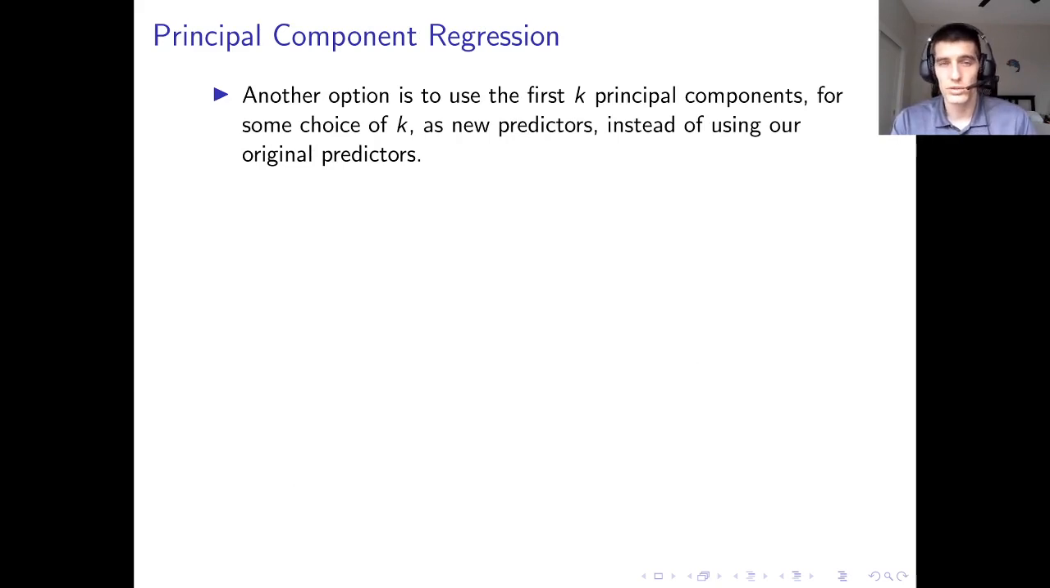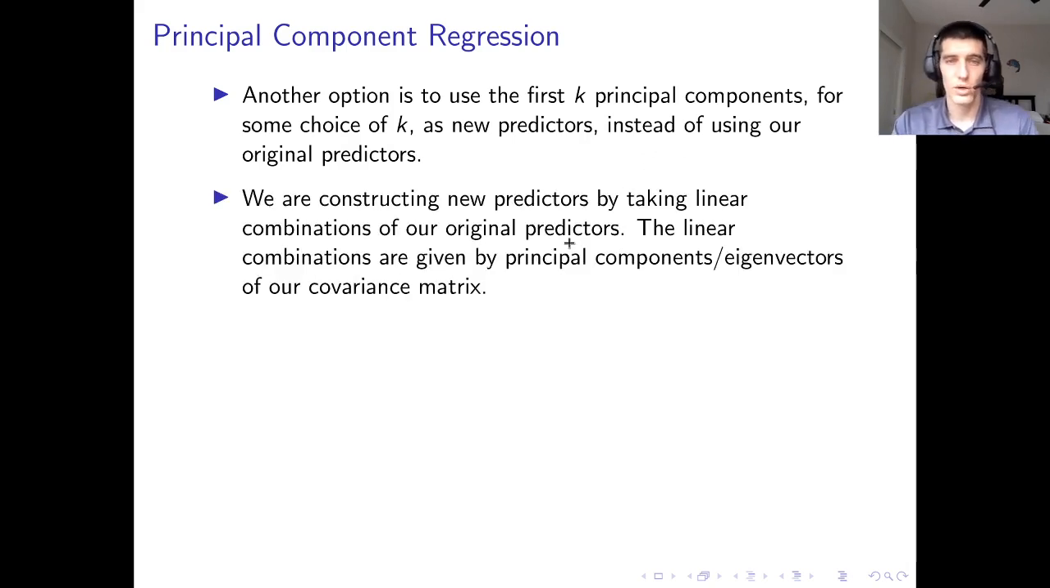Another way that we can correct this is to use these principal components, i.e. these eigenvectors. We can define new predictors using our principal components. So let me explain what's going on here. We'll define new predictors as linear combinations of our old predictors, and these linear combinations are going to come from our eigenvectors. Okay? So this is basically what I just said. New predictors from old predictors by taking linear combinations of the original predictors, and the linear combinations are given by the eigenvectors of our covariance matrix.